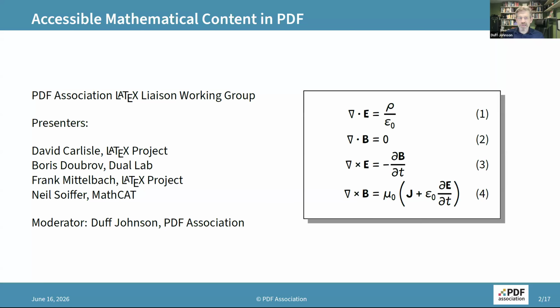So this is a discussion that's going to be all about accessible mathematical content in PDF. We're going to have a presentation offered by these four presenters, and then we'll take, of course, your questions.